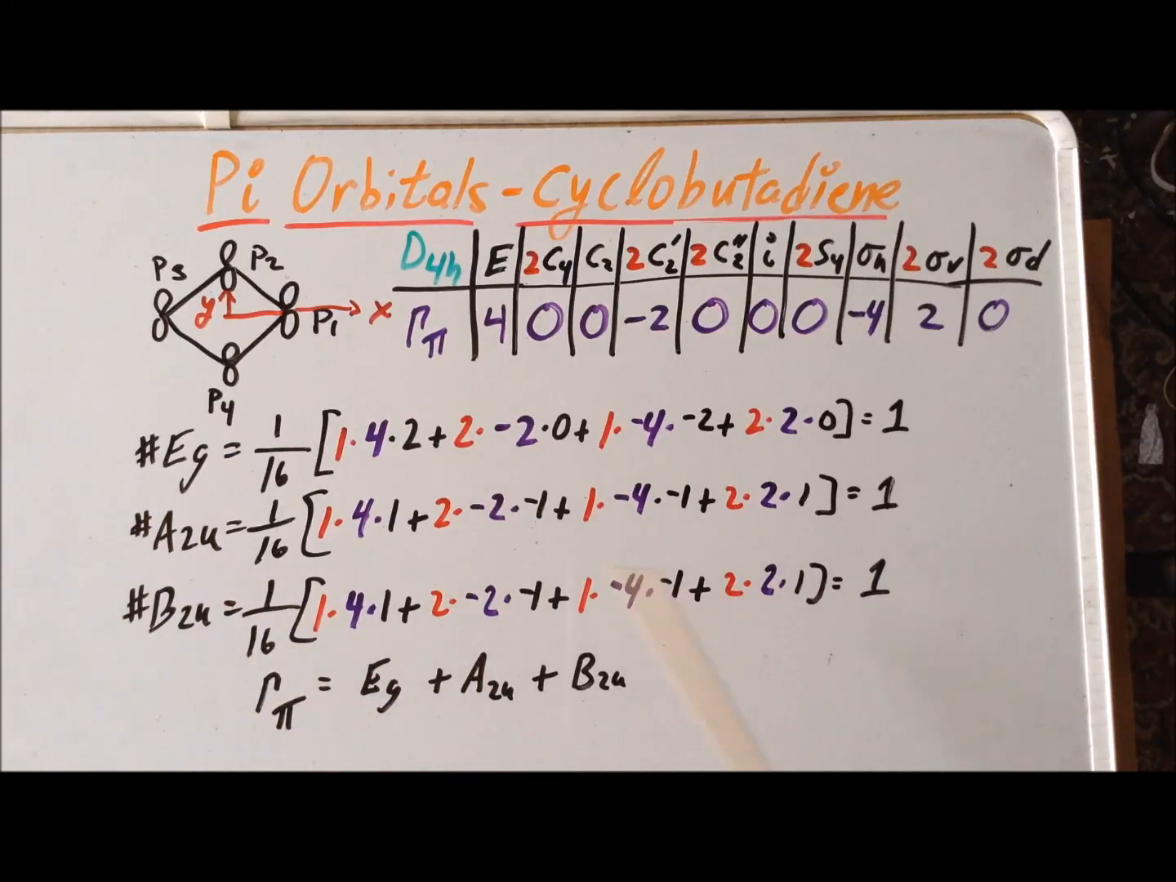If you don't believe me, you can go through the other 7 irreducible representations that we've omitted here, and you will see that if you work out the reduction formula, you will get that there are 0 of those irreps included in the reducible representation gamma pi.